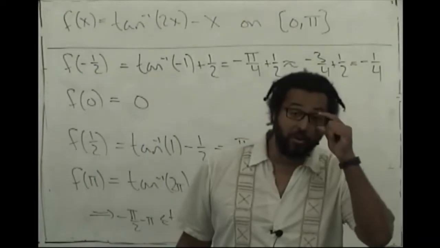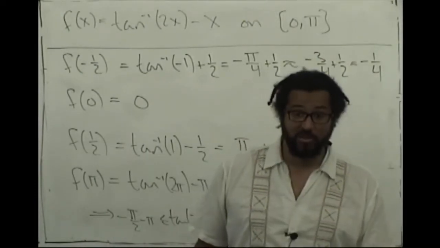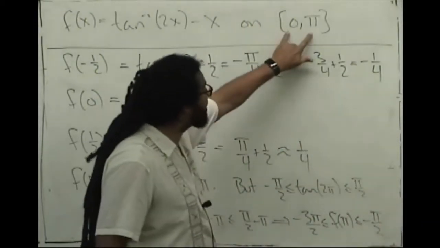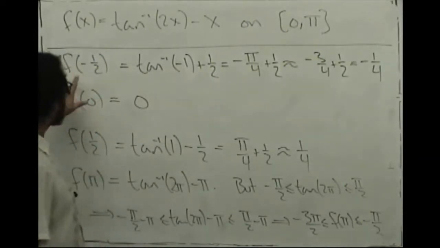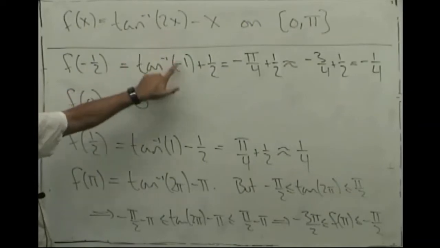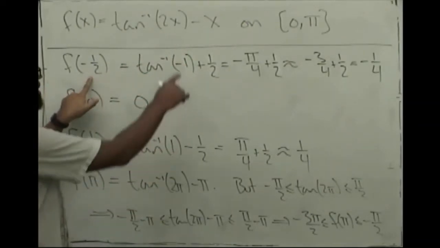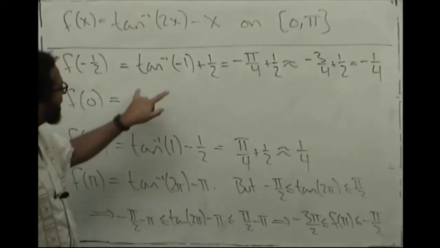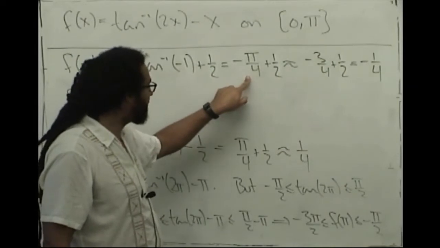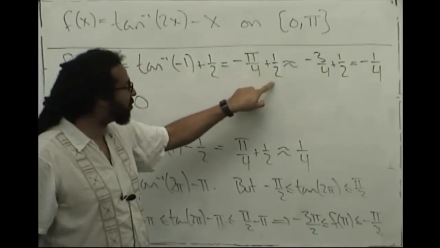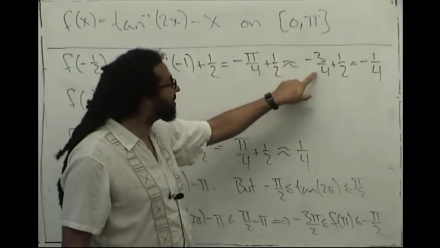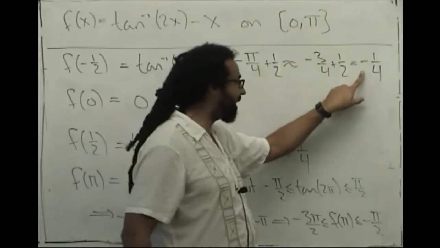Okay, now that we've found the critical points, we need to plug those critical points back into the original function, and we need to plug the endpoints of our closed interval back into the function. So when I plug in negative 1/2 into the function, I get tangent inverse negative 1, and then minus negative 1/2 is plus 1/2. Tangent inverse of negative 1 is negative pi over 4. And so I get negative pi over 4 plus 1/2. Well, pi is approximately 3, so this is roughly negative 3/4 plus 1/2, and so I get negative 1/4.